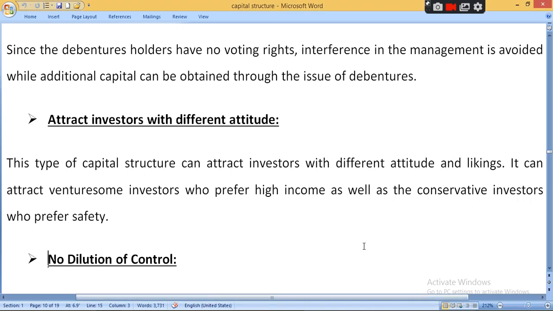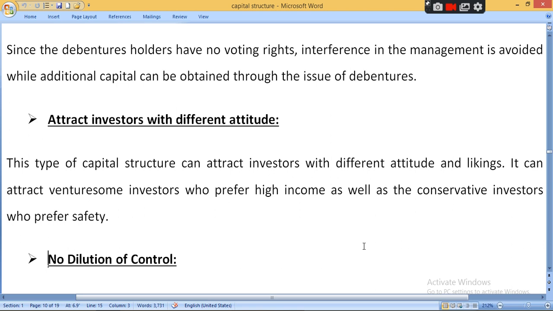For example, conservative means cautious, risk avoider. If you are a risk avoider, what do you prefer? Safety. So you have to prefer to make investment in debenture. And venturesome means risk takers. If you are risk takers, a bold investor, then you prefer to make investment in equity sector, clear.